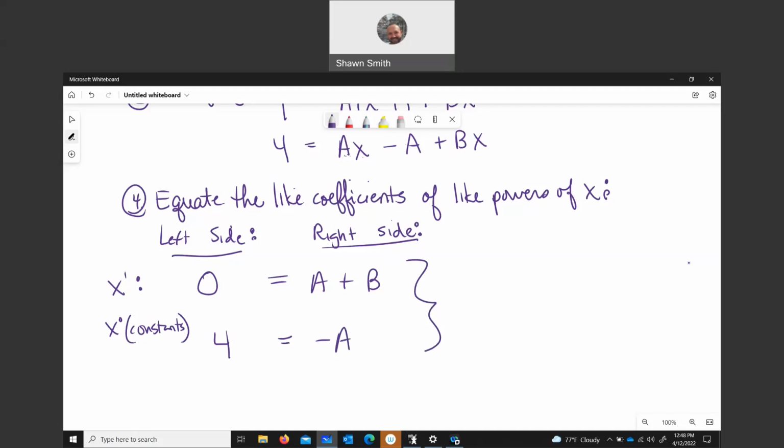All right, so this is 2 equations with 2 variables, right? So 2 equations with 2 variables is a system of equations. Solve the system, step 5.